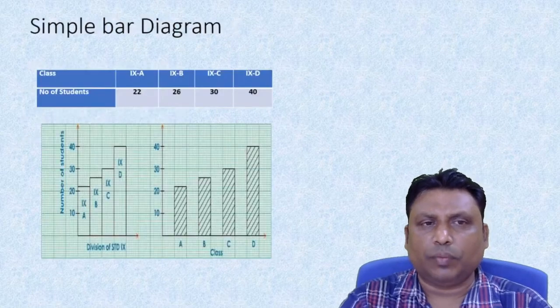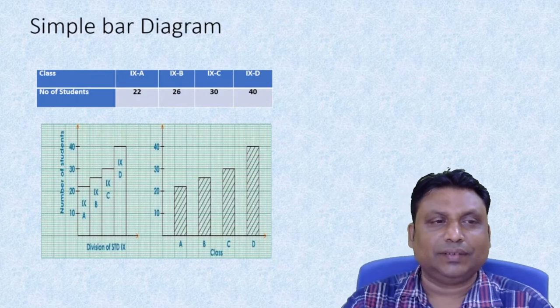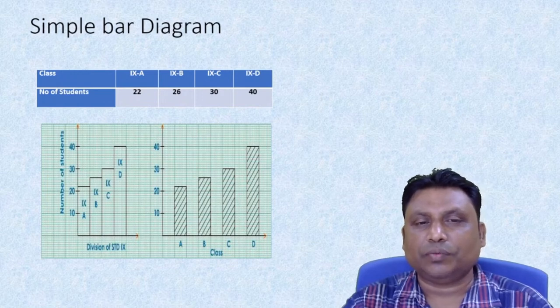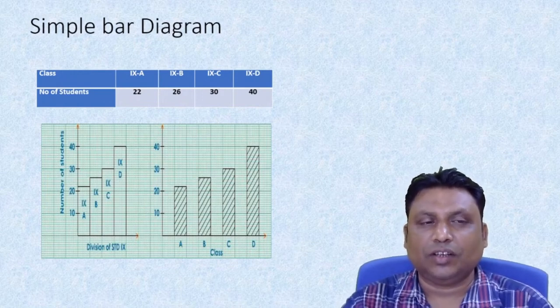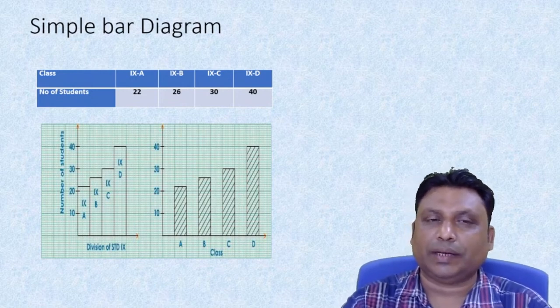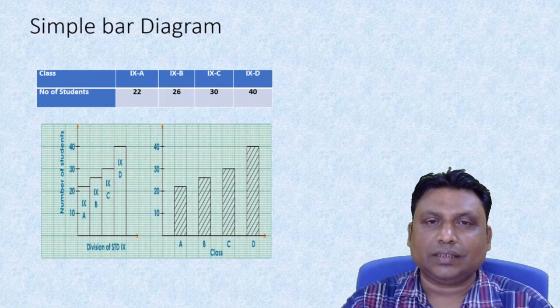First one is the simple bar diagram. Listen here, the example is given: the classes and the number of students. Class IX section A has 22, section B has 26, section C has 30, and section D has 40 students, and they are securing marks. Suppose the marks are given, then how can you write? Now, your x-axis is section A, section B, section C, section D.